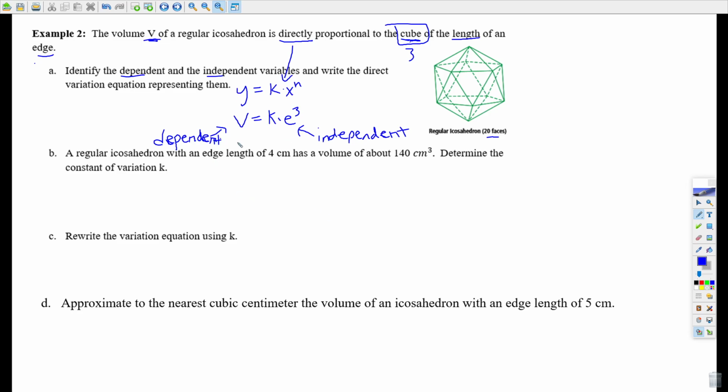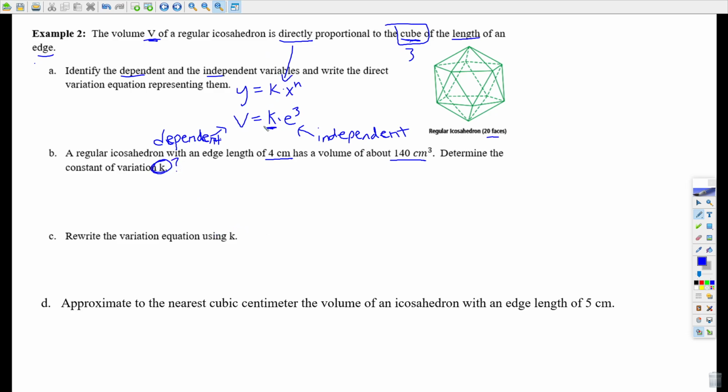Okay, so now that we have this general form, V equals K times E to the 3rd, we're actually going to use it to find what K is in this particular case. So let's read through it. A regular icosahedron with an edge length of 4 centimeters, underline this as we go, has a volume of about 140 centimeters cubed. Determine the constant of variation K. So now we're trying to find K. We don't know that one, but they give us some numbers to plug in.